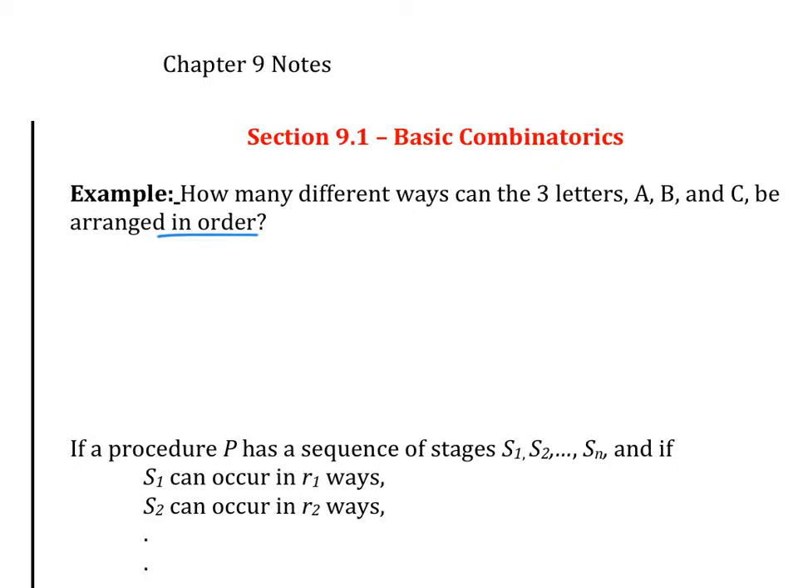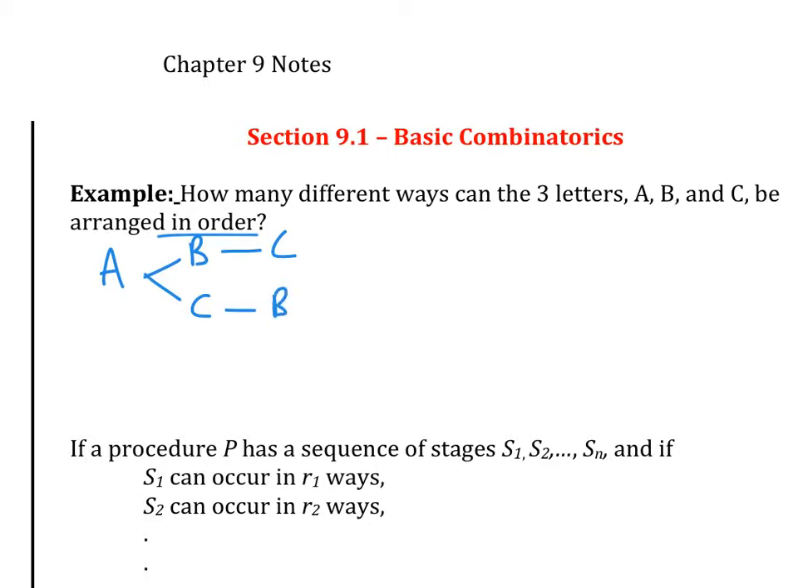So let's take this. So how do you figure this out? Well, let's think about it. They have to be in order. So let's say you start with A. What can the next letter be? B or C. Now, if you choose B, what letter has to come after that? C. If you choose C, what letter has to come after that? You can't have any letters.